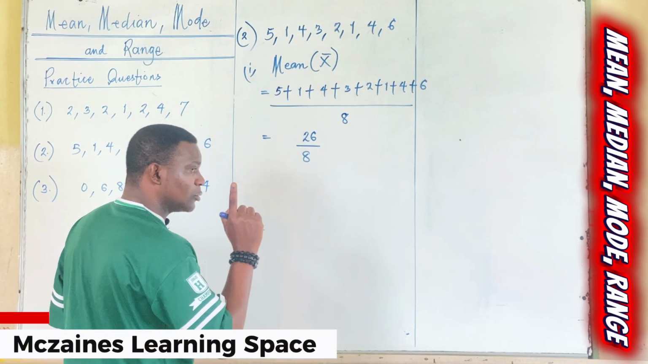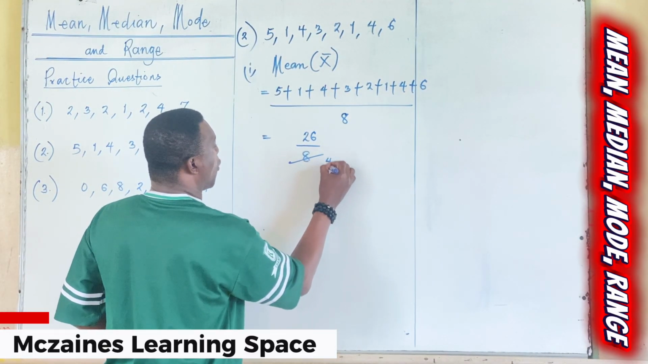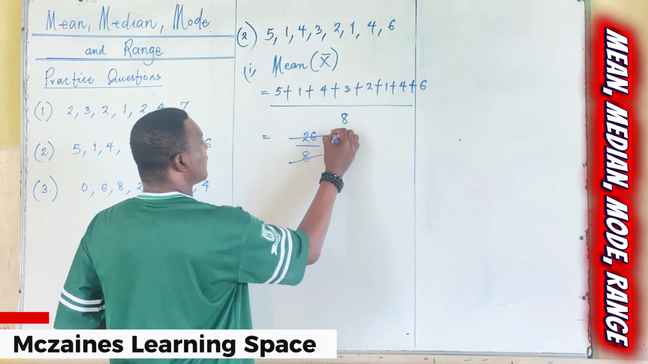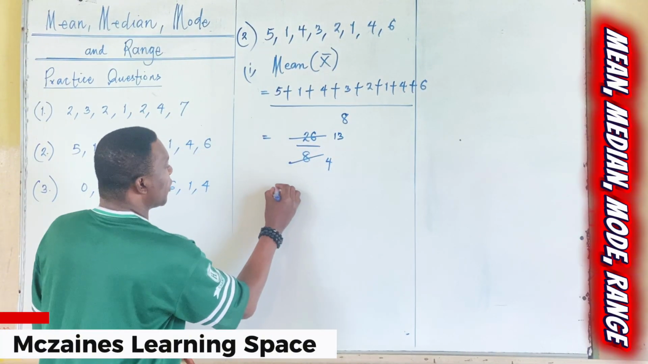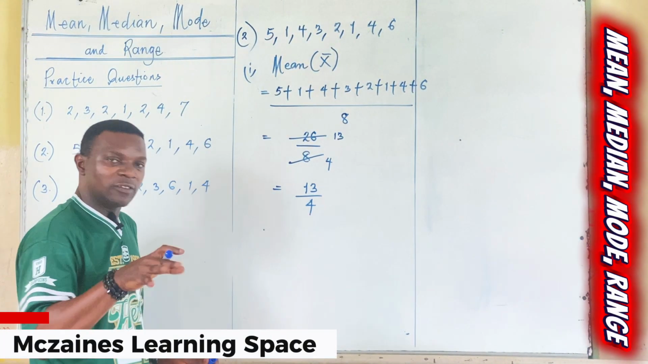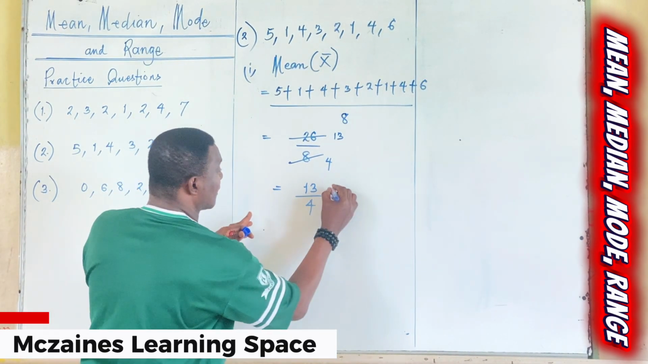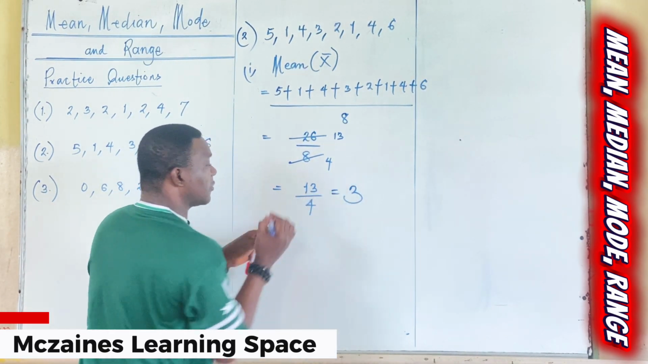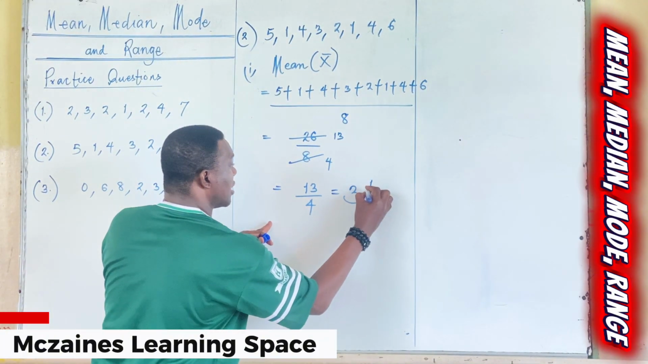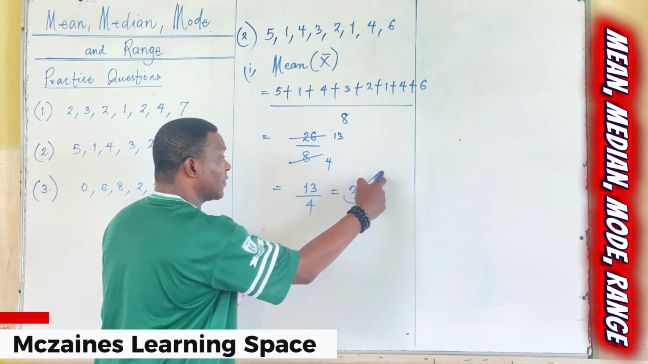So what is that? 2. Okay? 2 in 8, 4. 2 in 26, 13. So we have 13 all over 4. So what is 13 over 4? How many times will 4 go in 13? 3 times. Remaining 1 all over 4. Because 4 times 3, 12 plus 1, 13 over 4.